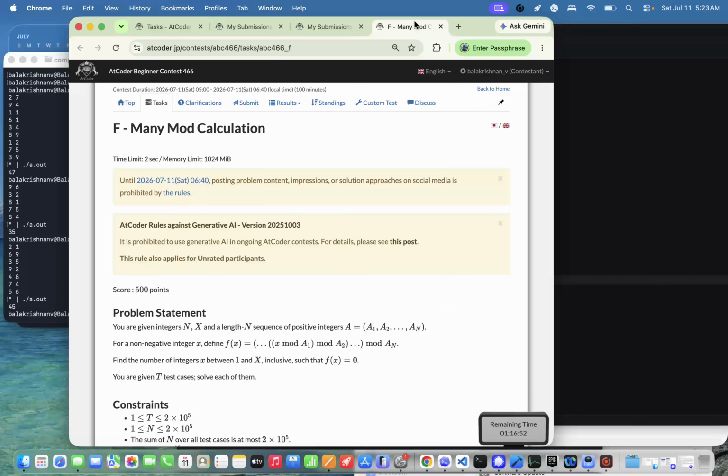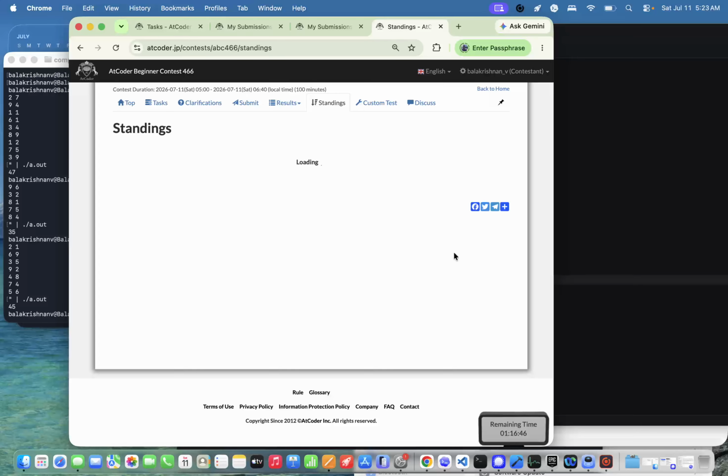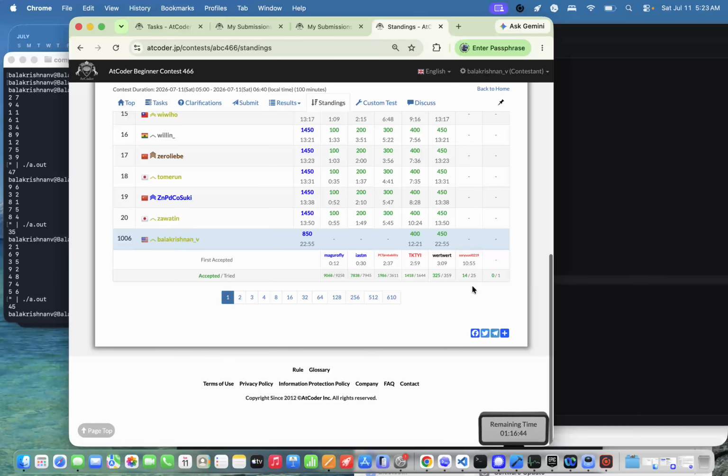Okay, so many mod calculations. So given integers n and x. First, let's see how many people solved f. Okay, quite a few.